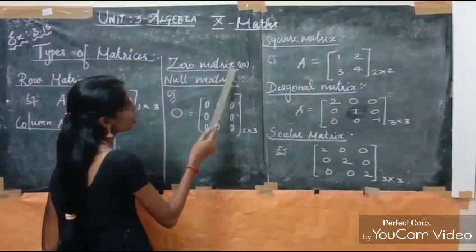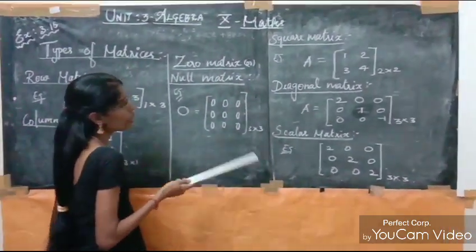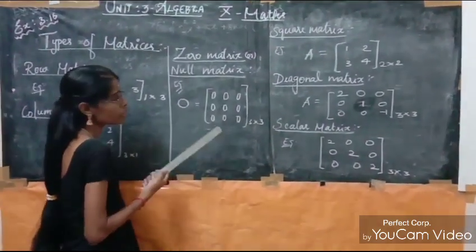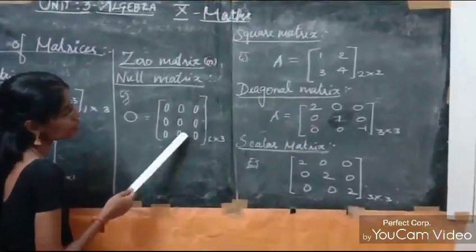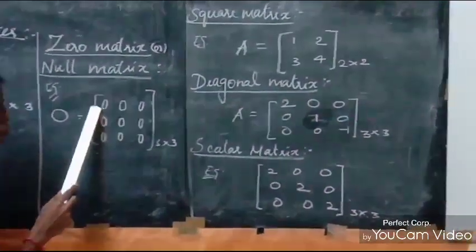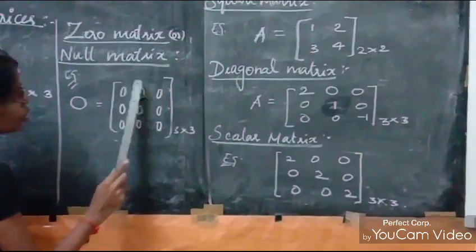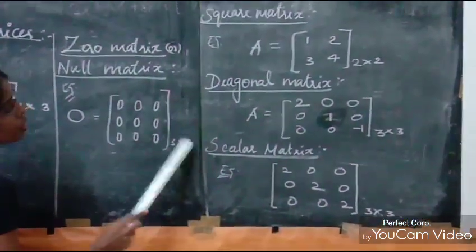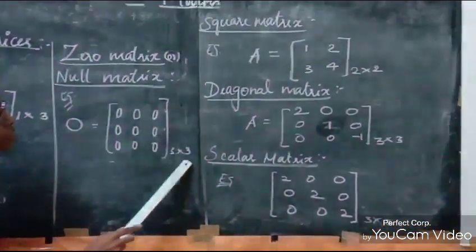And zero matrix, or null matrix, or void matrix. A zero matrix is a matrix that has all elements 0. This is called a zero matrix. This is a 3 cross 3 matrix. Row 1, row 2, row 3. Column 1, column 2, column 3. So 3 cross 3 matrix. The order of the matrix is 3 cross 3.